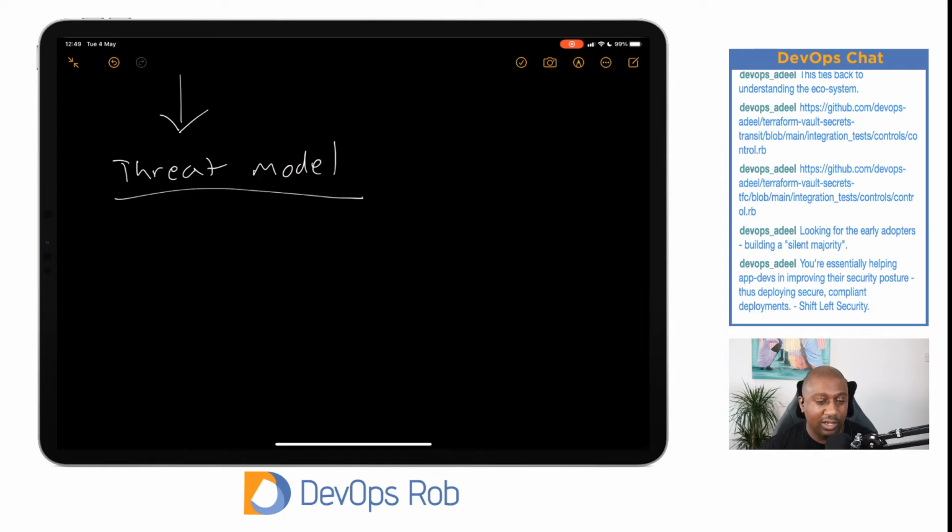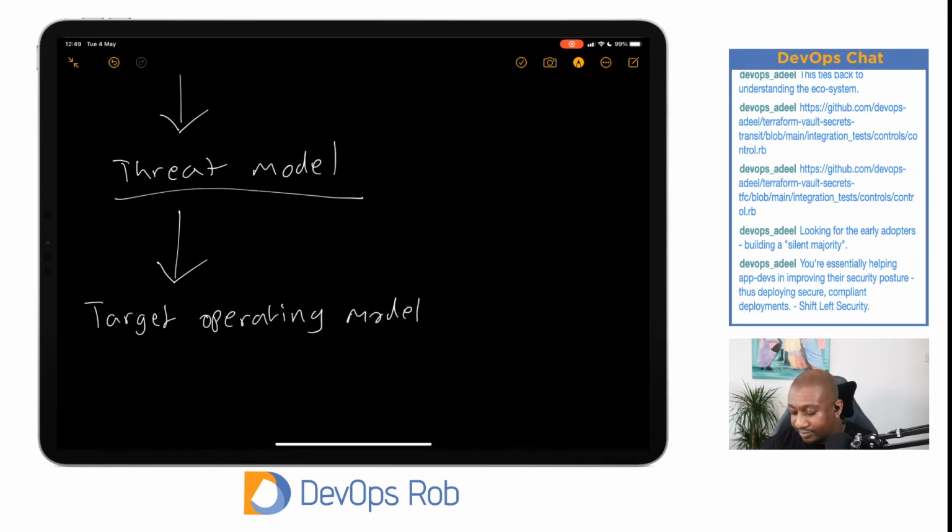Now, moving on from that, I like to call this the target operating model. I stole this term from an old colleague of mine called Sunil. He's a really good consultant. We worked on a project together. He was working for a consultancy, and I was an independent consultant, and we came together for a client. He came up with this term, target operating model, which I really liked.